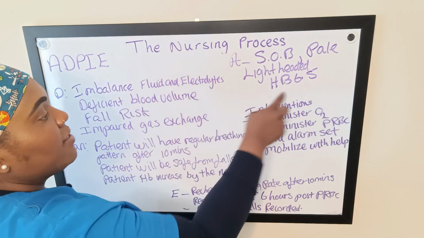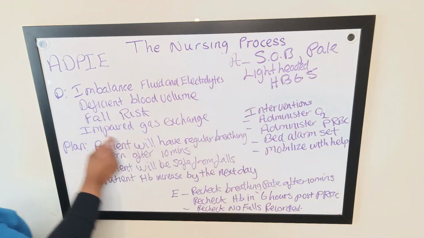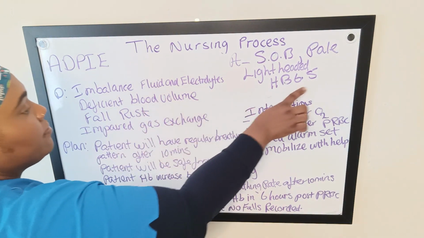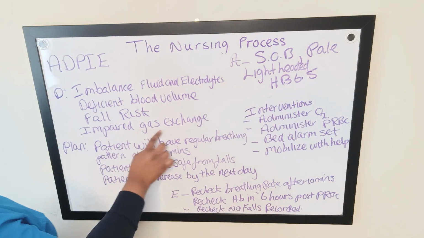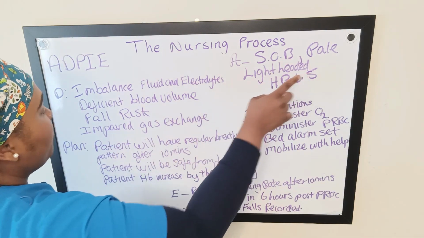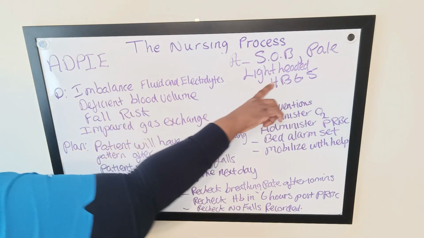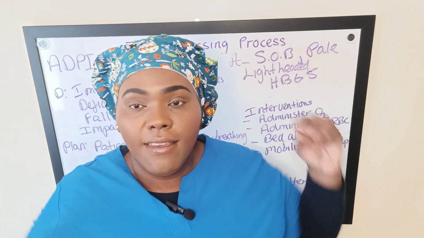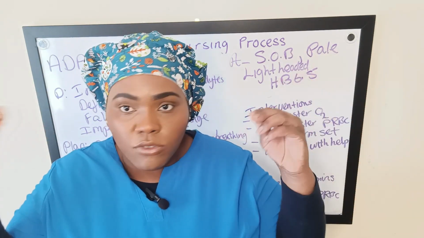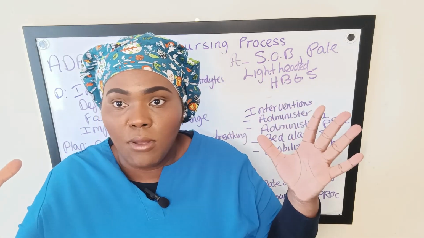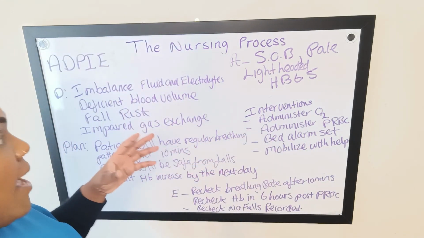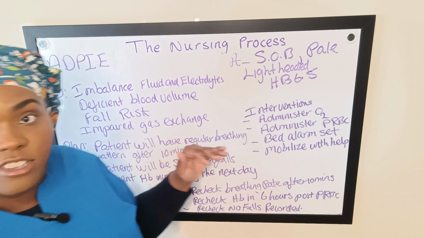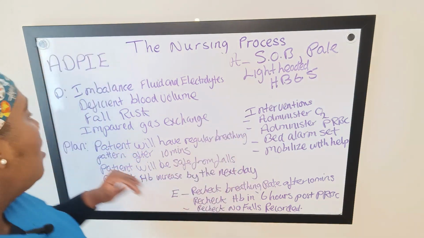Imbalanced fluid and electrolytes. Why? HB is 6.5. Deficient blood volume, HB 6.5. Impaired gas exchange, shortness of breath. Fall risk, lightheadedness. Yeah? Is your mind buzzing? Is it getting there? Come on, students. It's easy. Don't get stressed out about it, okay? So that's our diagnosis. Not in the order of prioritization, though. I just wrote them down, okay?